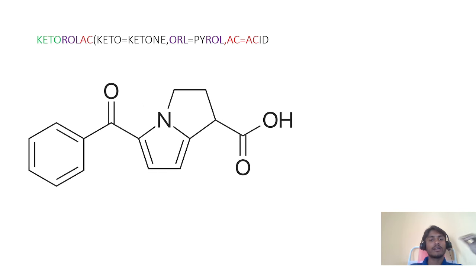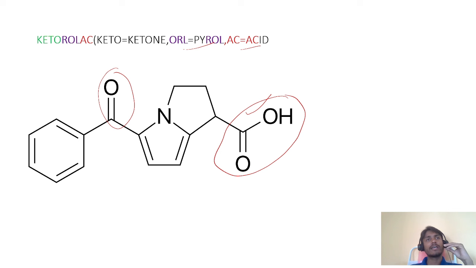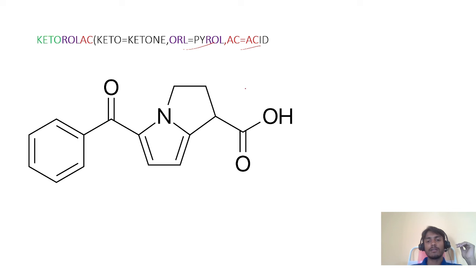Next, ketorolac. Keto is nothing but a ketone group, role is nothing but pyrrole is there. AC is nothing but acetic acid. So a carboxylic acid group is there and a ketone group is there. Then among these two, which one will get more priority? Carboxylic acid only. So numbering starts with the carboxylic acid substituted compound.